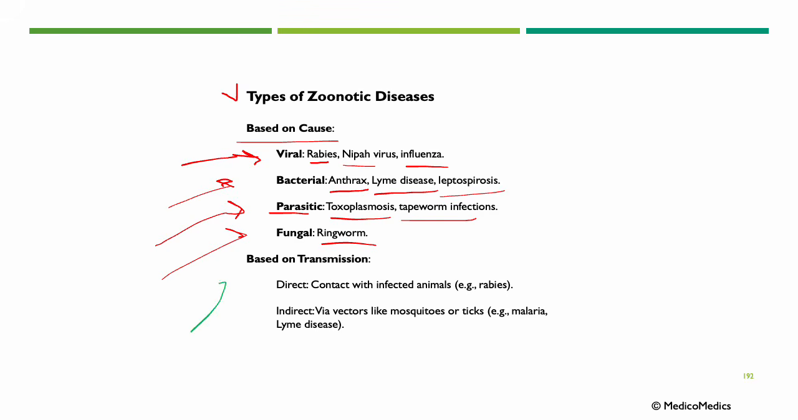And another way to look at it is, what kind of transmission is it based on? So either direct, in contact with the infected animals, like in rabies, or indirect, like vectors such as mosquitoes or ticks. For example, mosquitoes spreading malaria and ticks spreading Lyme disease. So two ways to differentiate: one is based on the cause, and one is based on transmission.